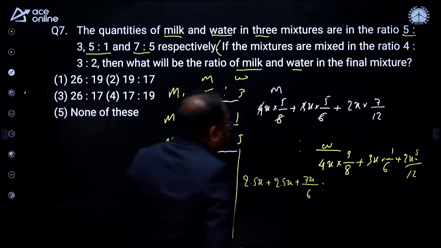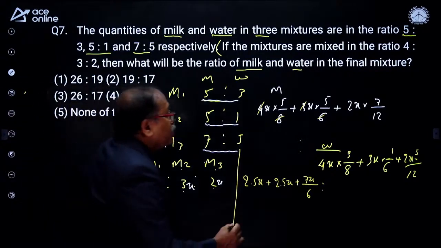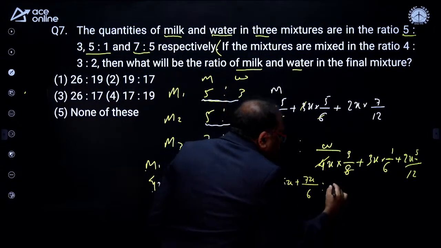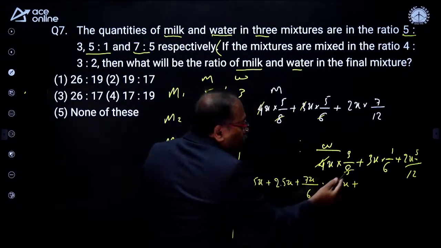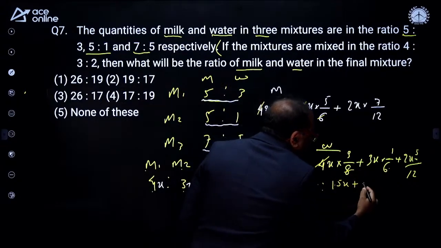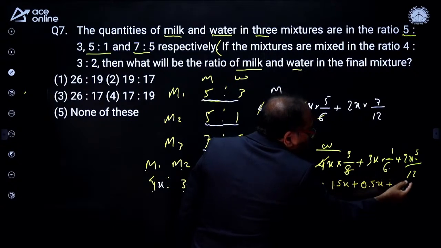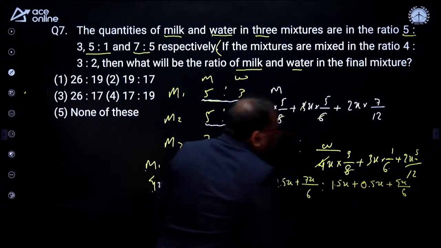Now to the water part. These are the ratios we have. The water part, this again gets cancelled 2 times. So 1.5x, plus this gets cancelled 2 times, 0.5x, plus this gets cancelled 6 times. So that is 5x by 6.